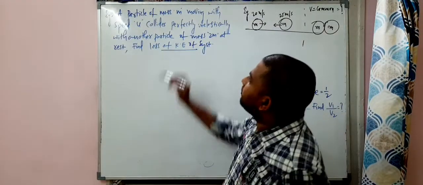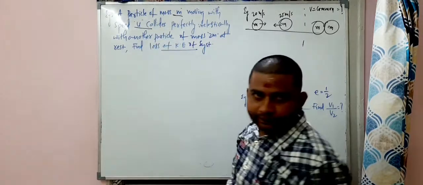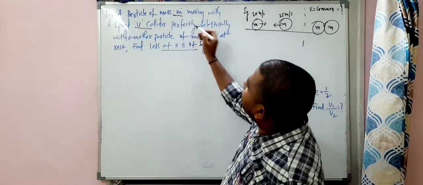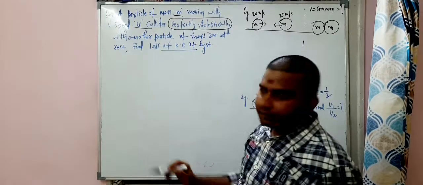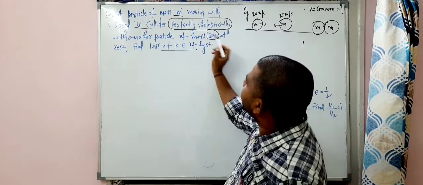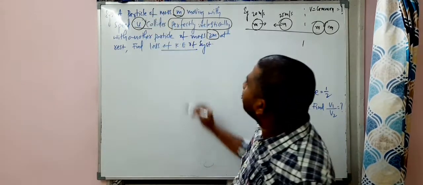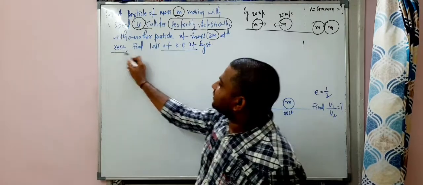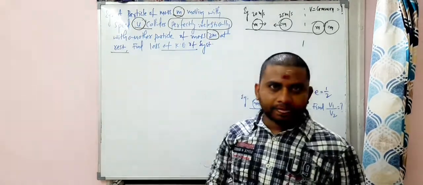A particle of mass m moving with a speed u collides perfectly inelastically with another particle of mass 2m. The first mass m is moving with velocity u, and the second mass is at rest. Find the loss of kinetic energy.